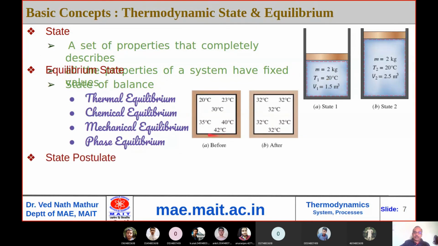So if you have a system where initially temperature values are 20 degrees, 23 degrees, 40 degrees, but gradually after some time, the temperature of this entire system would become uniform. The temperature of the part which has lower temperature will increase, the temperature of the part which has higher temperature will decrease. It will transfer heat to the lower temperature chunk of the fluid. So after some time, gradually you will see that the entire system comes to a uniform temperature. At that time we say the system is in thermal equilibrium.